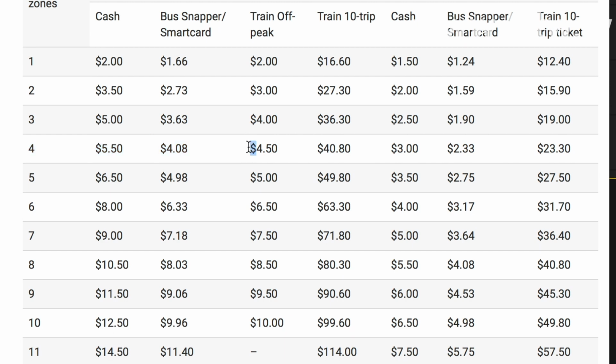Now, let's look at 2 zones. 2 zones, you're going to be paying $3.50 cash. If you use a Snapper card on a bus, it's going to be $2.73 with that 20% discount. And then a train is going to be $3. I think paying for travel is easier if you use that Snapper card.